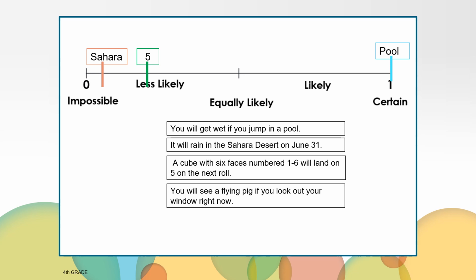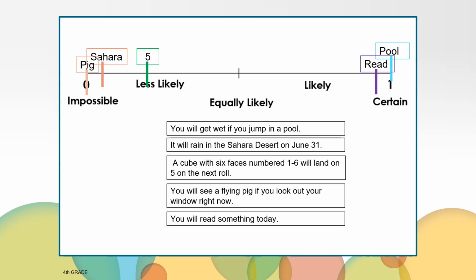You will see a flying pig if you look out your window right now. That's impossible. Pigs don't fly. You will read something today. Chances are very high that you will read something. I put reading very close to certain. How do your answers compare to mine?